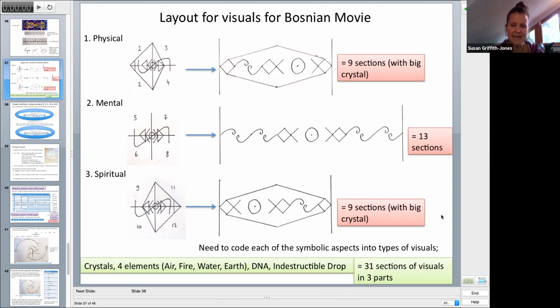So I need to code each of these symbolic aspects into types of visuals. So the crystals will become one type of visual, the 4 elements, each of those, the air will become one type of visual, the fire will be another type of visual, the water, etc. Then this factor 64 grid, which relates to our DNA, will become another kind of visual, indestructible, etc. So adding these up, 9, 13, and 9, means that there would be 31 sections of visuals occurring in 3 parts to the movie.